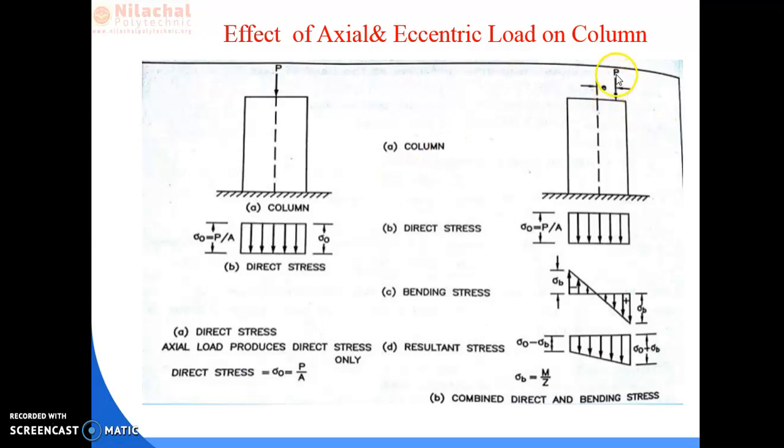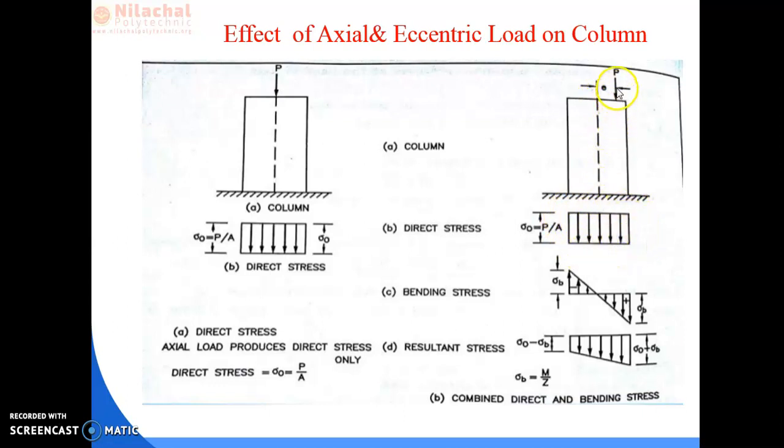Let us consider the load P is applied with an eccentricity of e, because of which there is a bending stress produced in the column. We'll explain how the bending of the column takes place. We have seen that initially, while the load is applied axially, there is an axial stress produced, and this is the stress distribution figure.